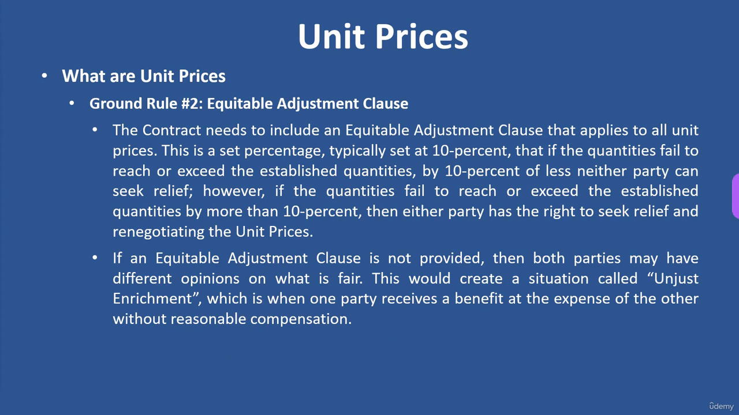Ground rule number two is the equitable adjustment clause. The contract needs to include an equitable adjustment clause that applies to all unit prices. This is a percentage typically set at 10%: if the quantities fail to reach or exceed the established quantities by 10% or less, neither party will seek relief. However, if the quantities fail to reach or exceed the established quantities by more than 10%, then either party has the right to seek relief and renegotiate the unit prices.